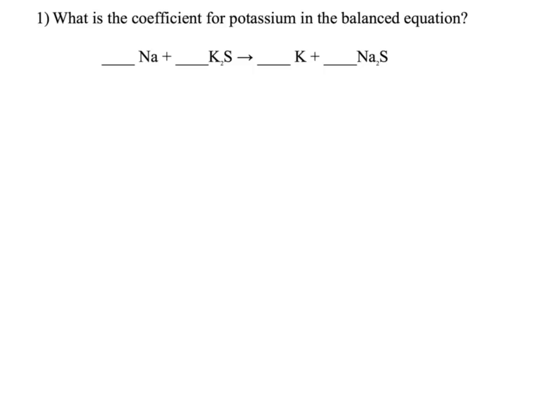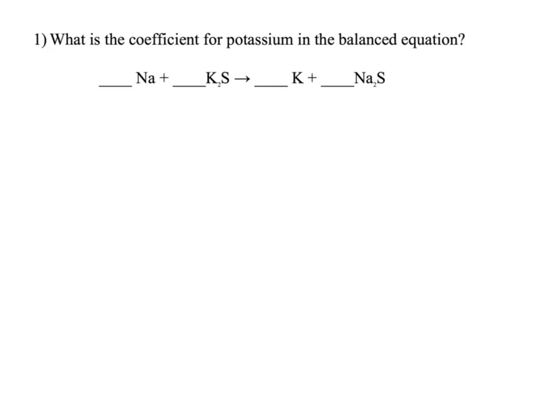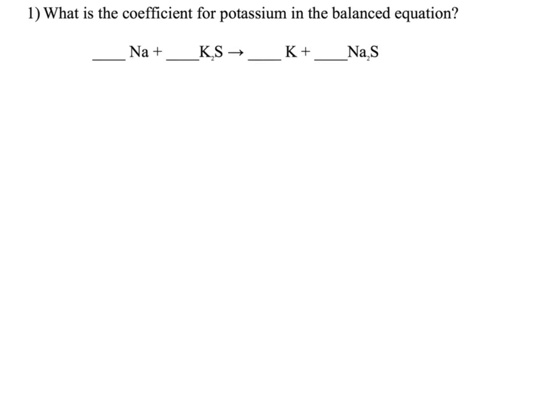Okay, so the first problem on our Unit 8 test review asks what the coefficient for potassium is in the balanced equation, which means we need to balance this. Now, you can write each element underneath. So we have sodium, potassium, and sulfur. Do not bring the subscripts down underneath when you do this.